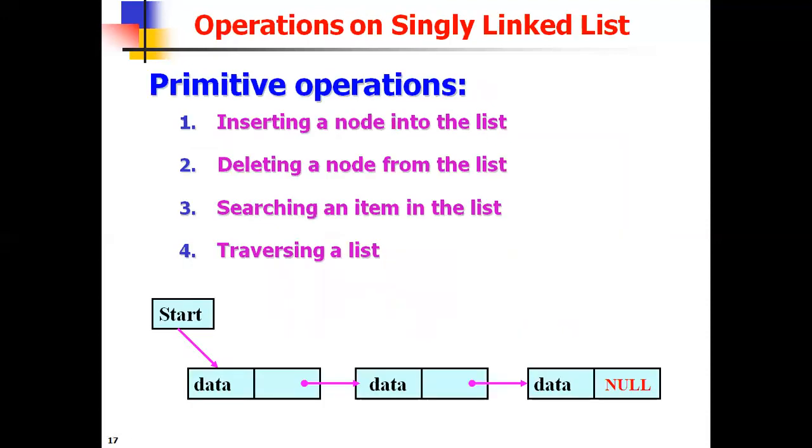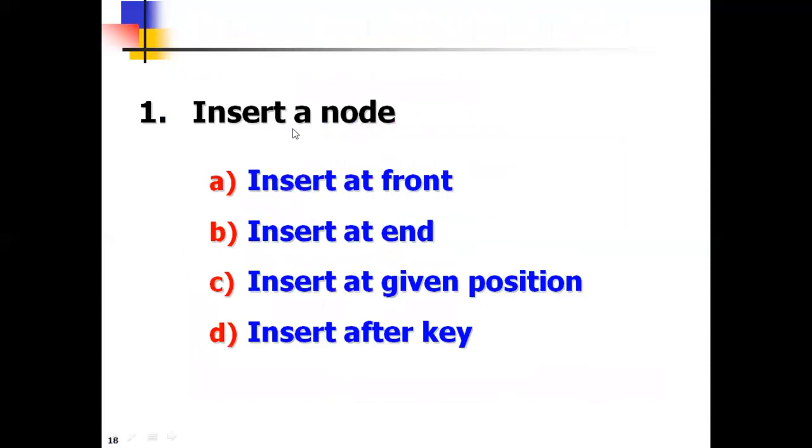Now we'll see the primitive operations that can be performed on the singly linked list. The primitive operations are inserting a node into the list, deleting a node from the list, searching an item in the list, and traversing a list. So we generally have four primitive operations. We'll discuss the first one, that is inserting a node. Inserting a node has many options you have.